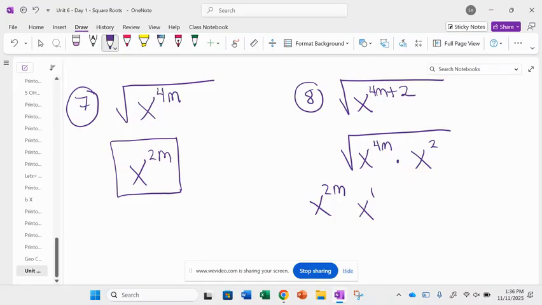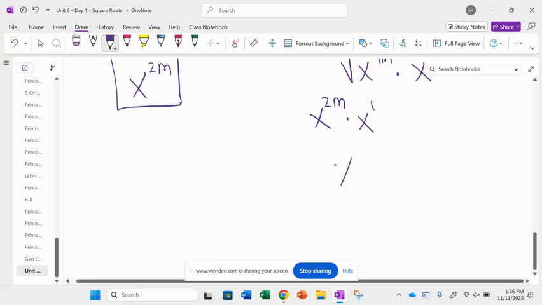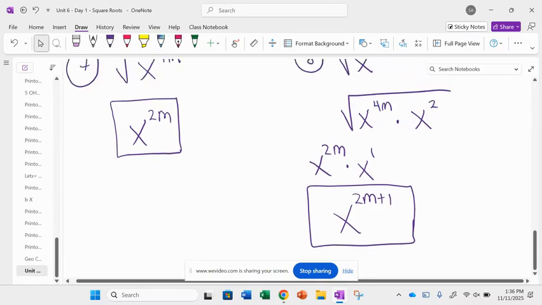No. Can I leave my answer like this? No, they have the same base. So what does the rule say? Keep your base and do what with your exponents? Add them. Can I have just divided 4m plus 2 from the beginning altogether? Yes.